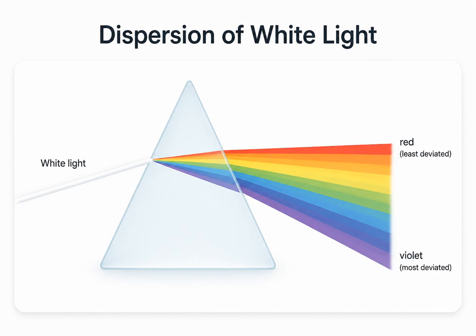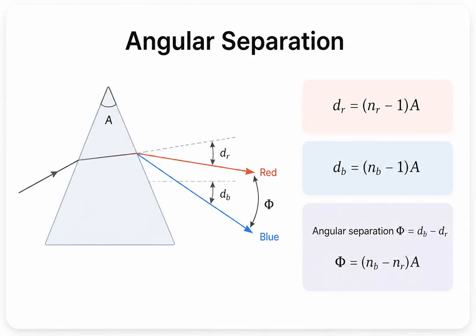Now for the beautiful part, dispersion. White light is actually a mixture of many colors. When it enters a transparent medium like a prism, each component color travels at a slightly different speed. Because of this, each color experiences a slightly different refractive index and bends by a different amount. Violet slows down the most and bends the most, while red bends the least, fanning the white light out into a brilliant rainbow spectrum. We can measure this color spread using a concept called angular separation.